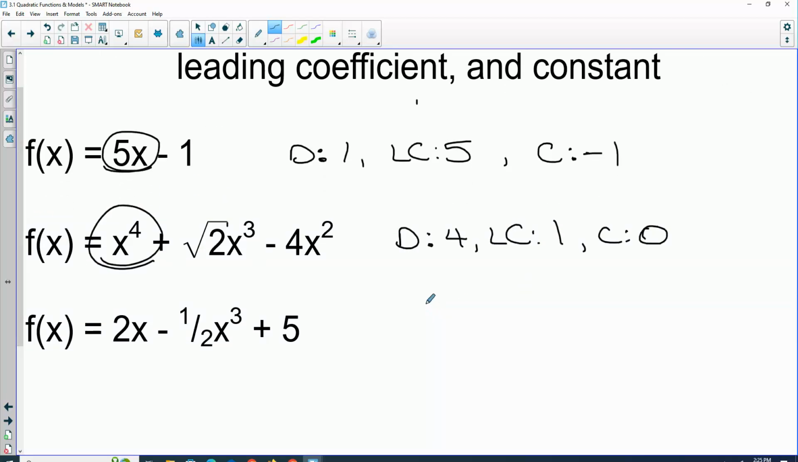All right, last one. What is my degree? 3. Here's the term with the highest power. What is the leading coefficient there? What is my constant? 5. Any questions on this? We're just going to get used to some terminology.